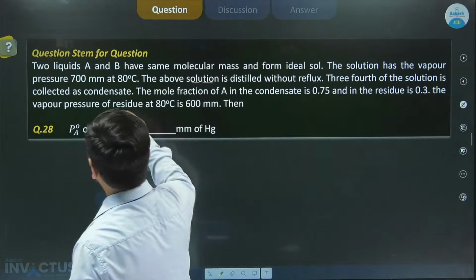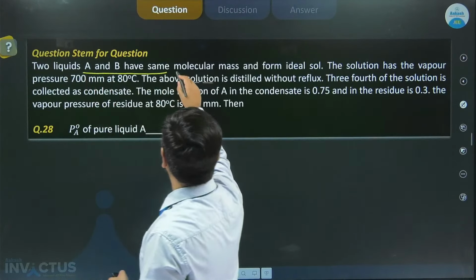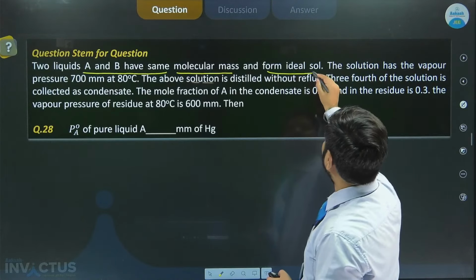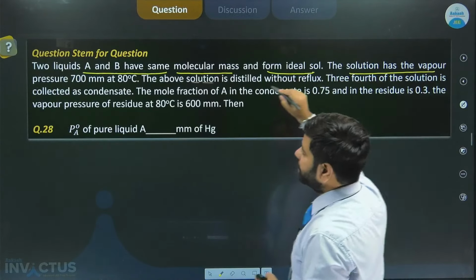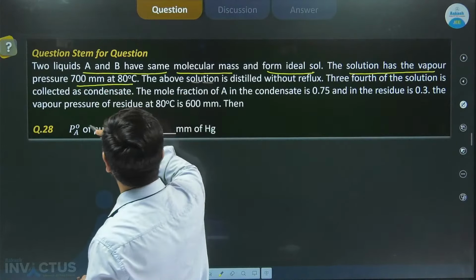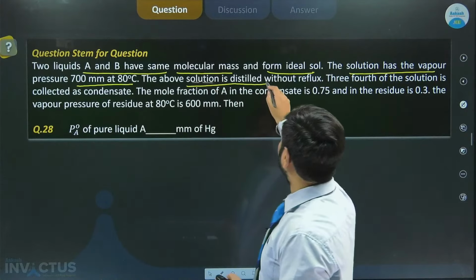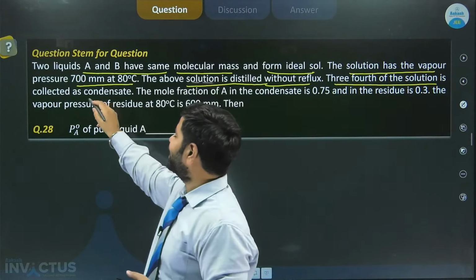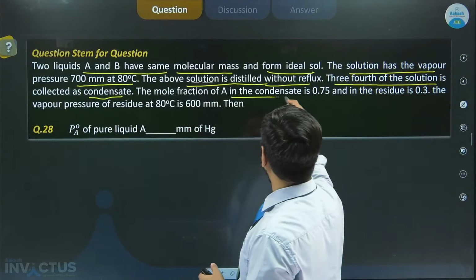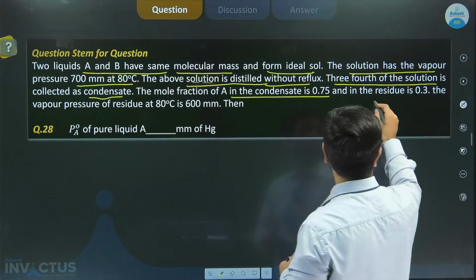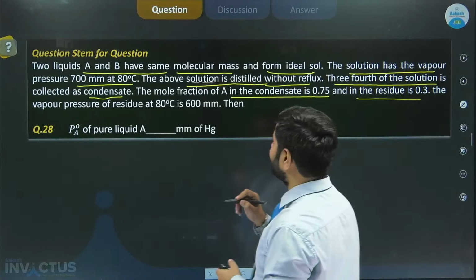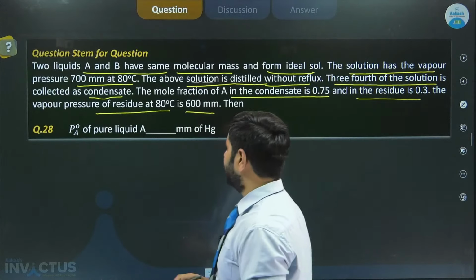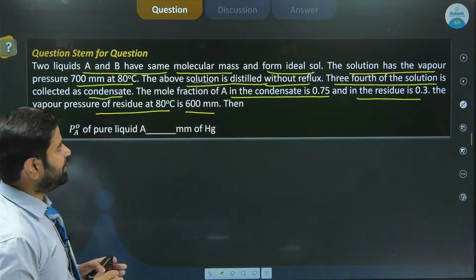Question stem next. Two liquids A and B have the same molecular mass and form an ideal solution. The solution has a vapor pressure of 700 mm at 80 degrees Celsius. The above solution is distilled without reflux. 3/4 of the solution is collected as the condensate and the mole fraction of A in the condensate is 0.75 and in the residue is 0.3, and the vapor pressure of the residue at this temperature is 600 mm. Okay. So what is the idea behind this question?